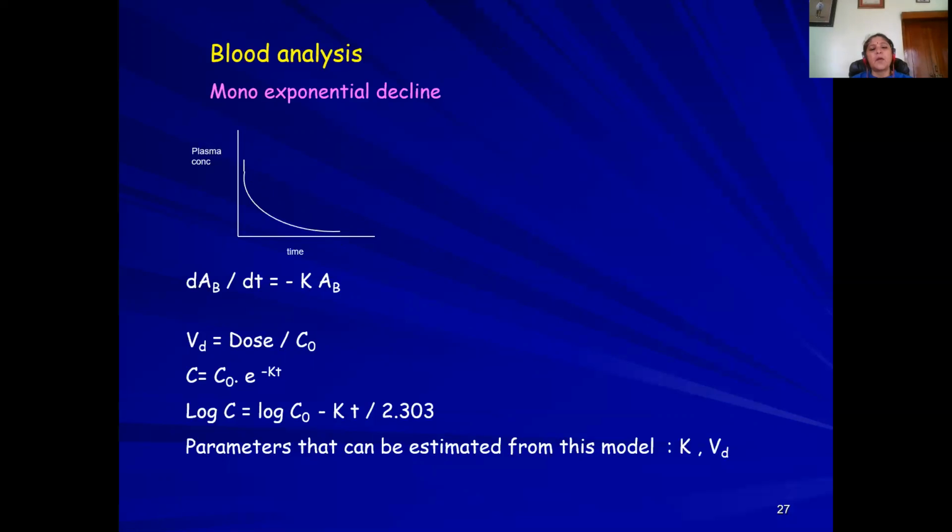zero time. Now the mono-exponential equation here is C = C0 e^(-kt). Here you can see you have got one exponent e. That's why it is called mono-exponential decline, and this is known as the mono-exponential equation. If we take log of this, we can say log C = log C0 - kt/2.303, where this is log to base 10. The parameters that can be estimated from this model are K and Vd.